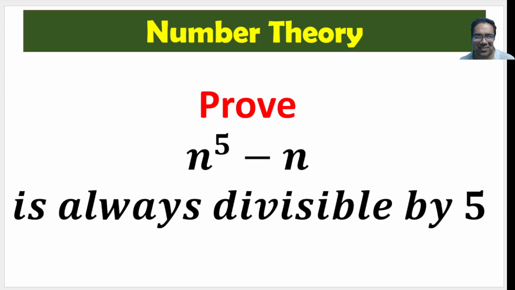Hi friends, here is a very interesting problem. We have to prove n power 5 minus n is always divisible by 5. It is already given. In some cases, there might be a rewording of this problem. We might be given some options, whether it is divisible by 4, 6, 8, whatever, like this. So let's see how we can prove this.